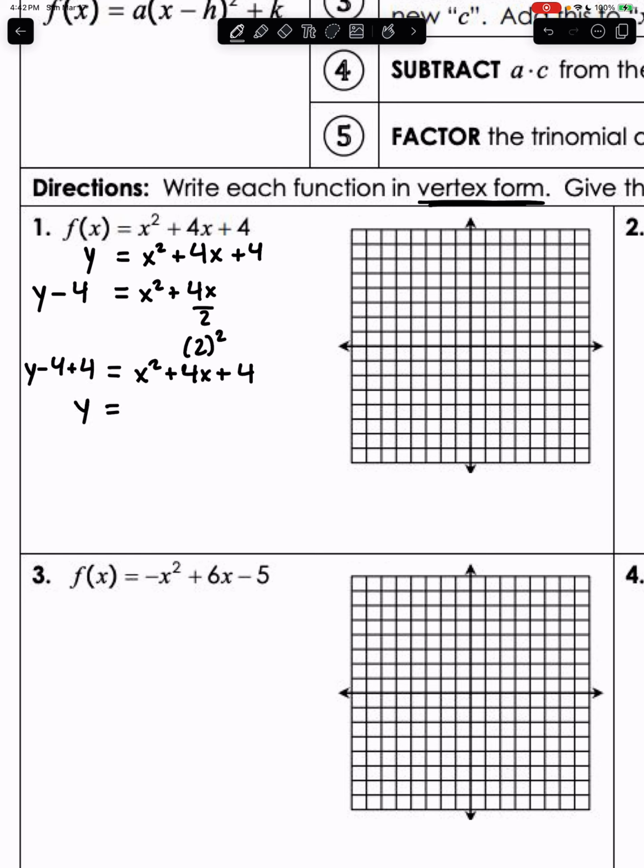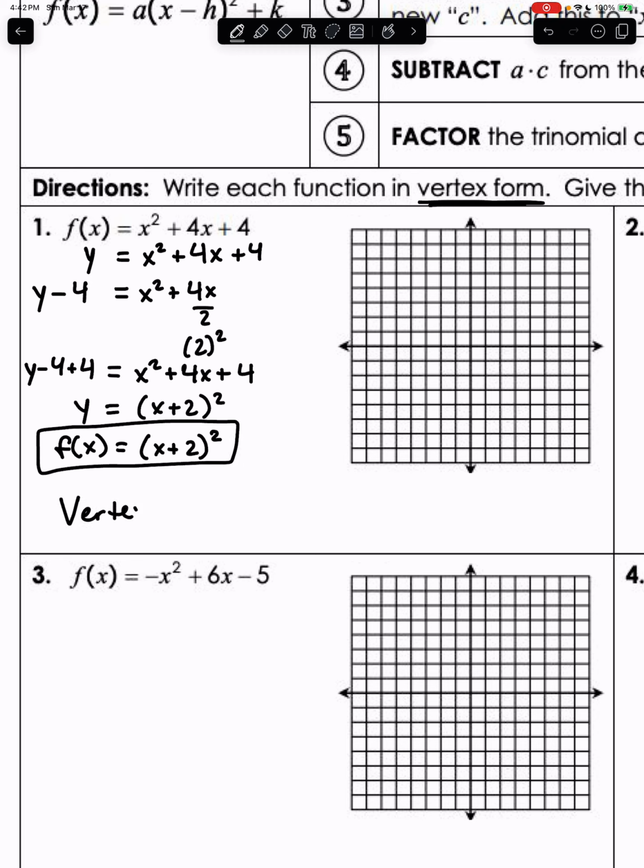And this is really x plus 2 squared, so f of x is equal to x plus 2 squared. So this is vertex form. I did it. And this means my vertex is really negative 2, 0. So when I graph this, there's my vertex.